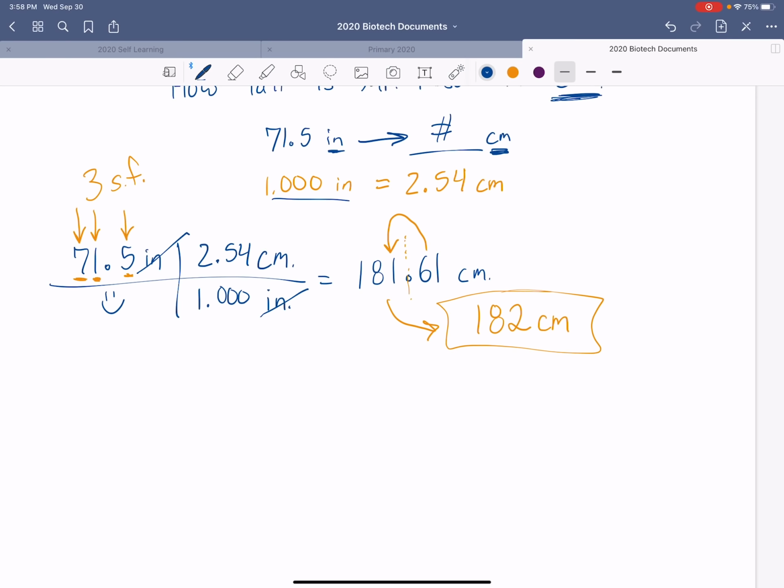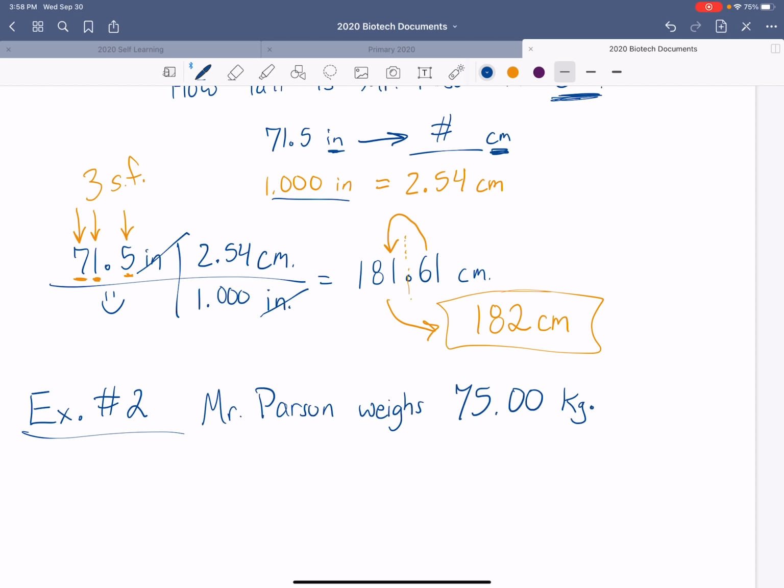Let's do another quick example. In this example, we're going to talk about Mr. Parson again. We're going to use another kind of measurement. In this example, Mr. Parson weighs 75.00 kilograms. Now, in the case of kilograms, that's actually what a lot of the rest of the world uses again. So that is a value that makes sense to most people.